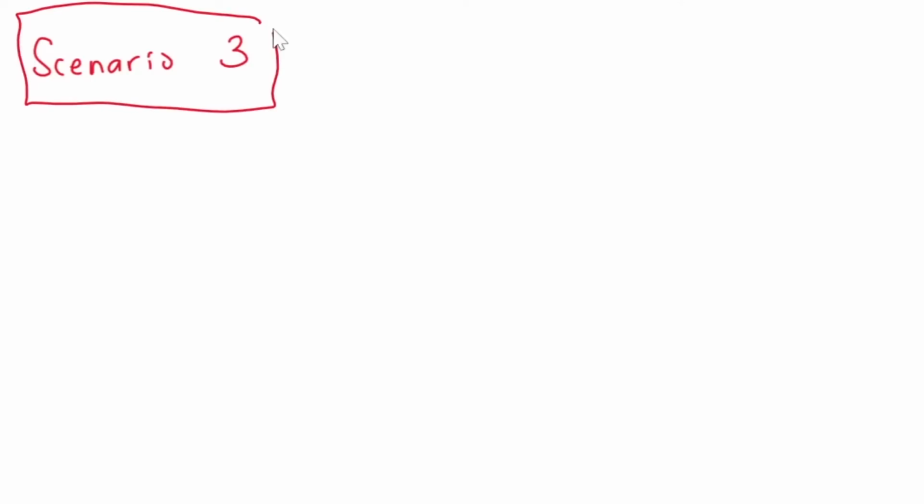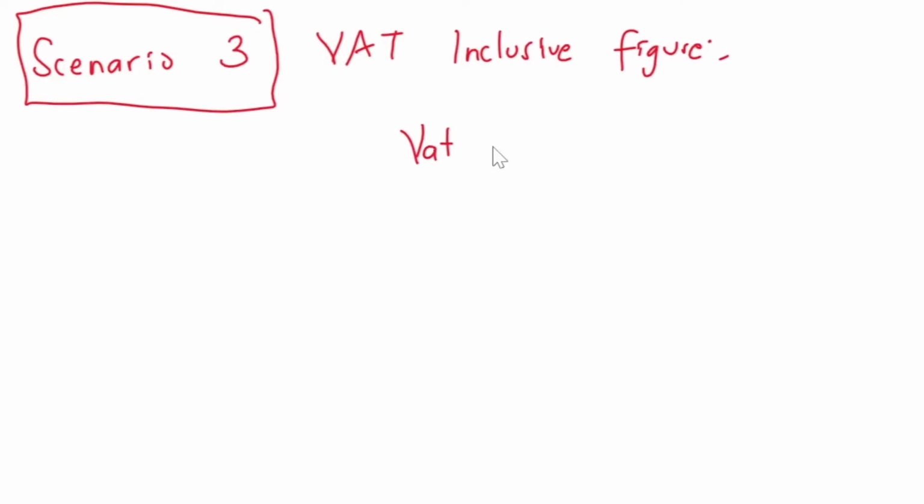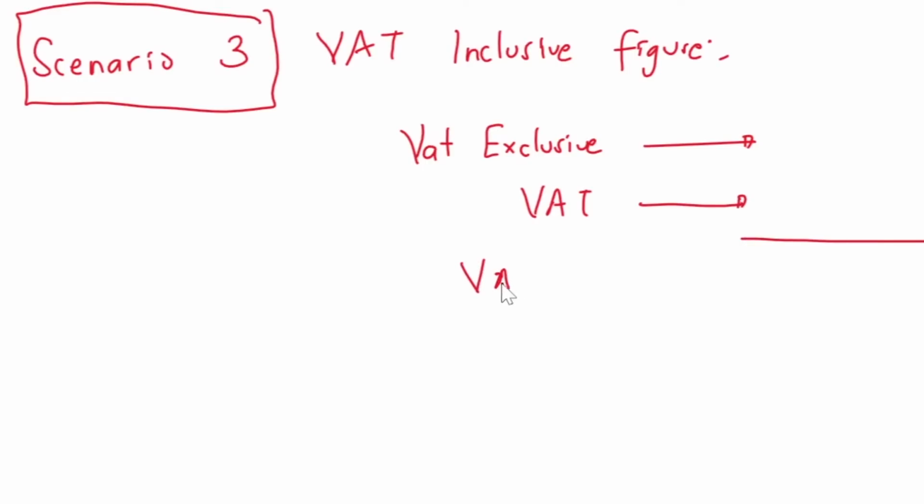Let's go to this third scenario. So in the third scenario, we have the VAT inclusive figure. Remember, we first have VAT exclusive, then we have the VAT. When we add those two figures, we have the VAT inclusive. And in this case, we only have the VAT inclusive figure, which is 11,800. So that is the 11,800 that we have.